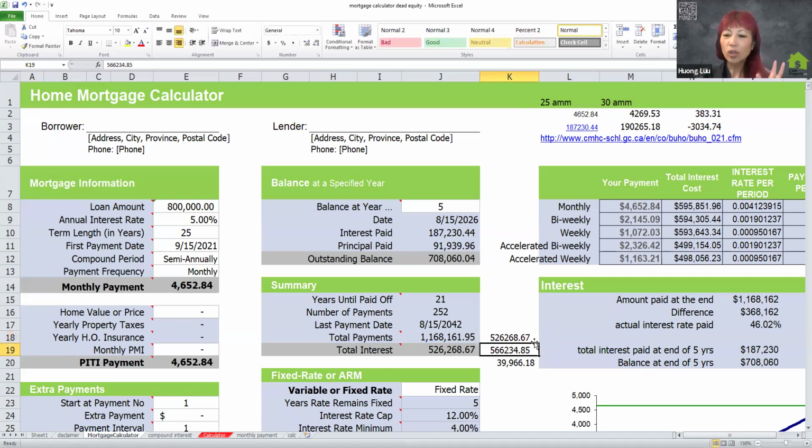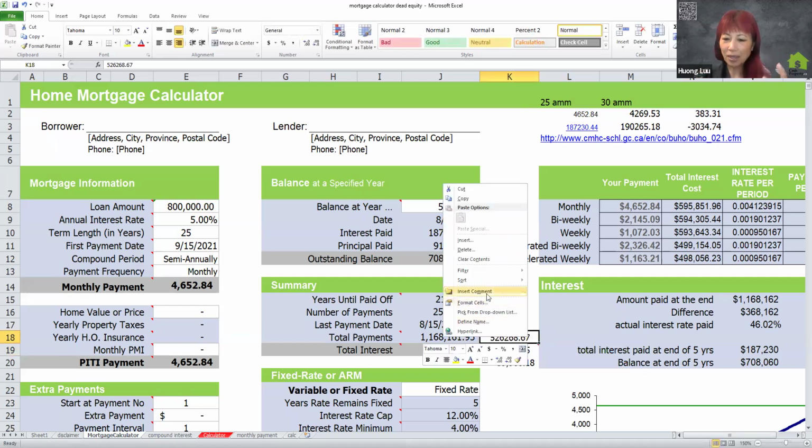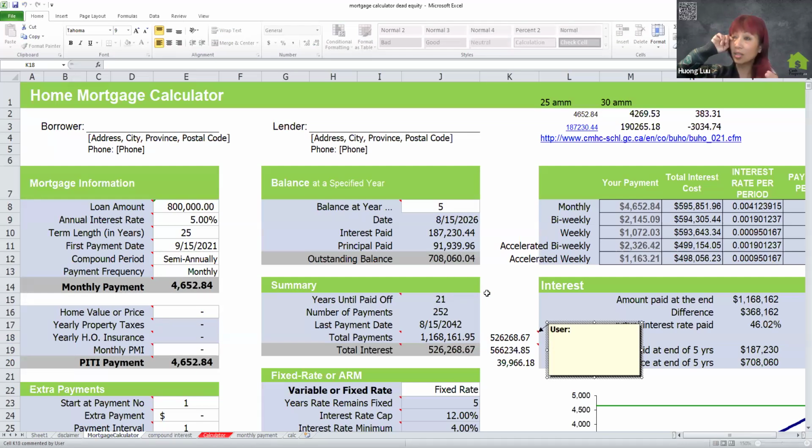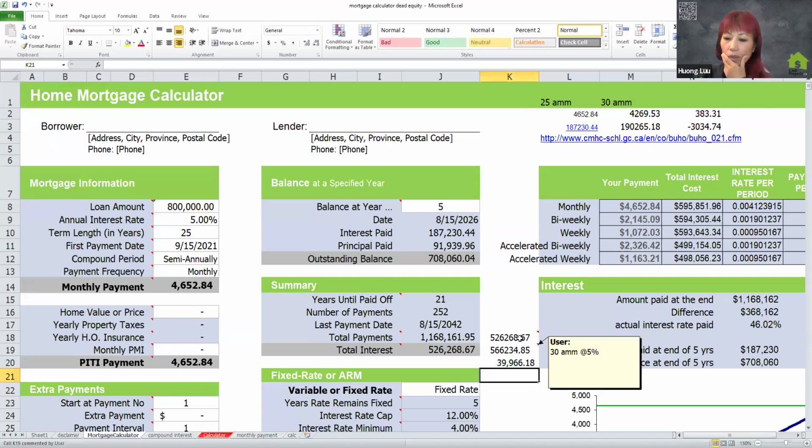Then I'm going to type in 526,268.67. Usually for this initial stuff, I wouldn't go to the decimal points, because a dollar here, a dollar there is not a big deal. But I'm already going down that path of putting in the dollars. So this here is the 25-year amortization at 5%.